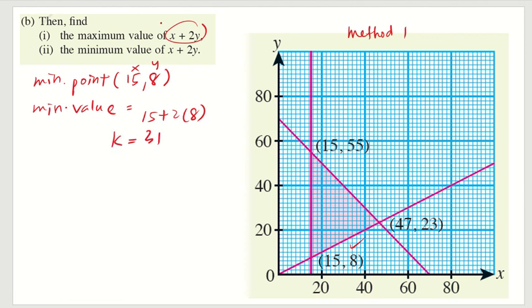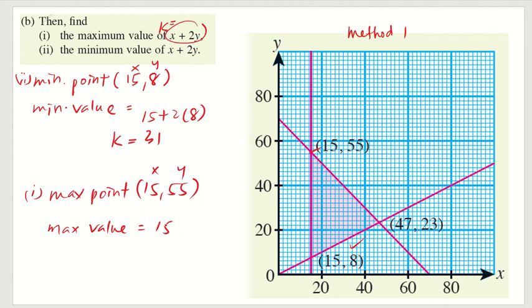Minimum value of k, this is k equal to x plus 2y, right? Okay, it is 31. Therefore, this is the second one. Then for the maximum, you have to write the maximum point. Maximum point is this one, (5,5). How are you going to determine it? Determine from the method just now, x, y. So maximum value of k is equal to the value of x plus 2 times 55. So your k equals 125.